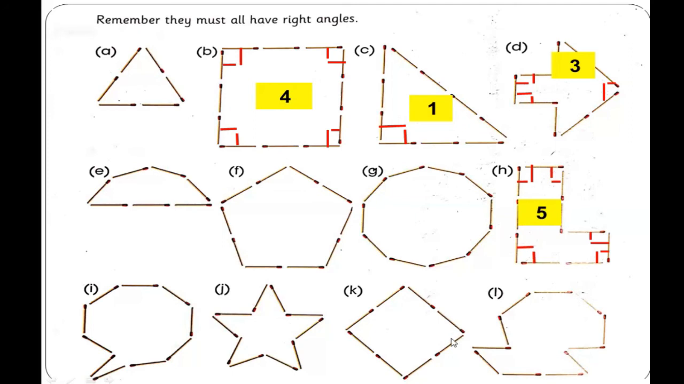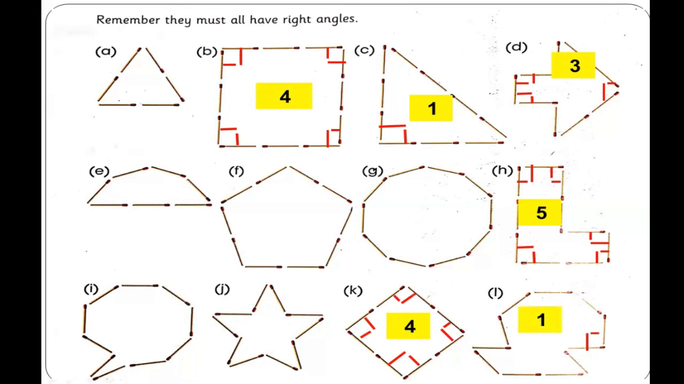But look at this rhombus. You can form a letter L here, and everywhere you can form this. So this side, 2, 3, 4. So we have 4 right angles. Look at the other one. We have one right angle, only one right angle.